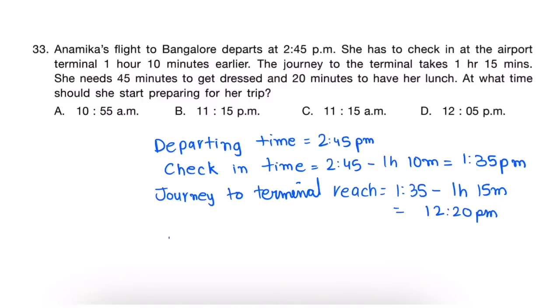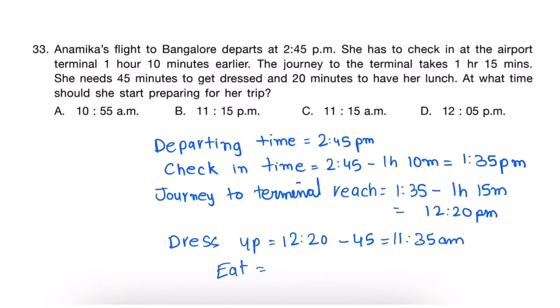Now she takes 45 minutes to dress up. So for dressing up, she has to start at 12:20 minus 45 minutes, that is 11:35 a.m. 20 minutes to have her lunch. So at the time she eats, 11:35 minus 20, 11:15 a.m. So she needs to start preparing at 11:15 a.m. Correct answer is option C.